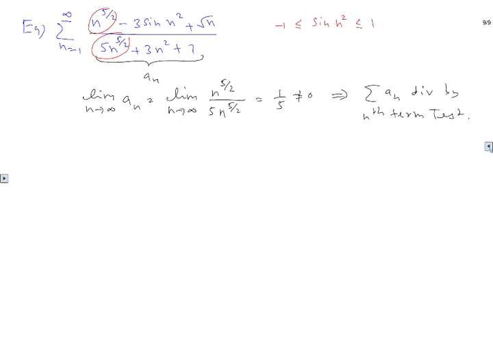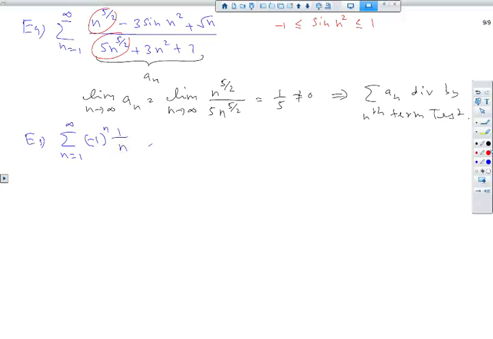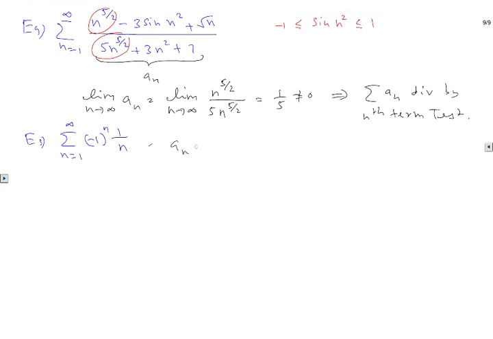How about this one? We have the example: the sum from n equals 1 to infinity of (-1)^n times 1 over n. In this problem, a_n equals (-1)^n times 1 over n, and you know that this goes to 0 as n goes to infinity. But what do you know about this series? The series converges. We can show that using the alternating series test. The series converges, but the test doesn't say anything.